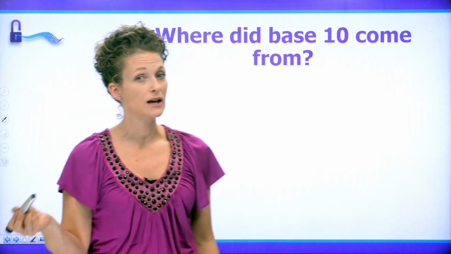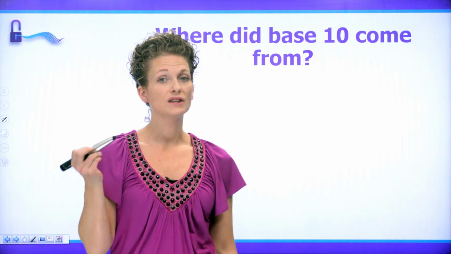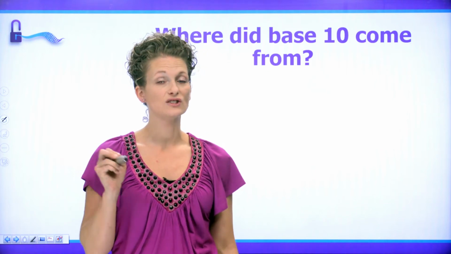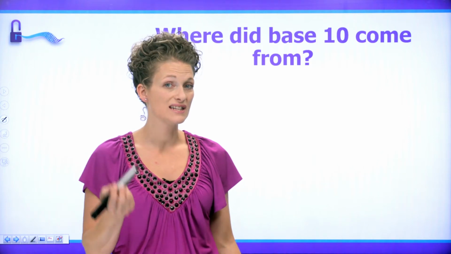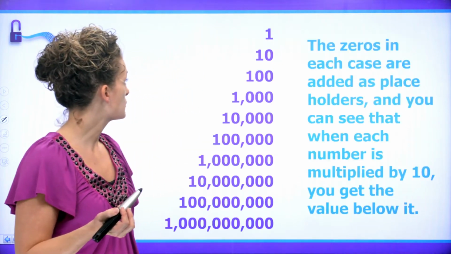So where did the base 10 come from? Well, it came from the Arabic numeral system because there's 10 symbols. That's really all there is to it. That's why there's base 10. There's 10 symbols, and so that's what we use.